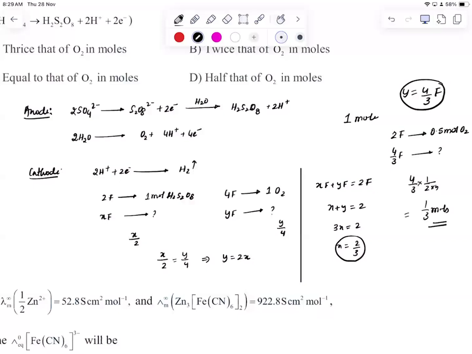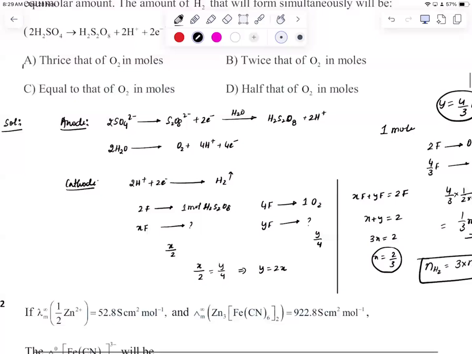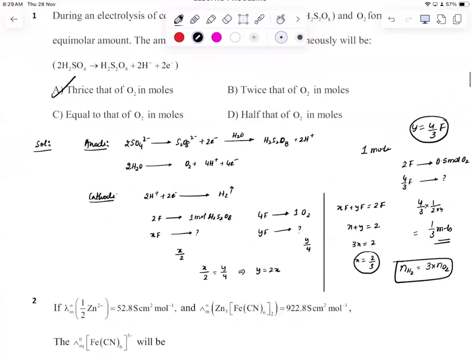Clear? So if 1 mole of H2 is forming, 1/3 of a mole of O2 will be forming. Or I can say that the number of moles of H2 is equal to 3 times the number of moles of O2. So it is thrice of this one. Clear?